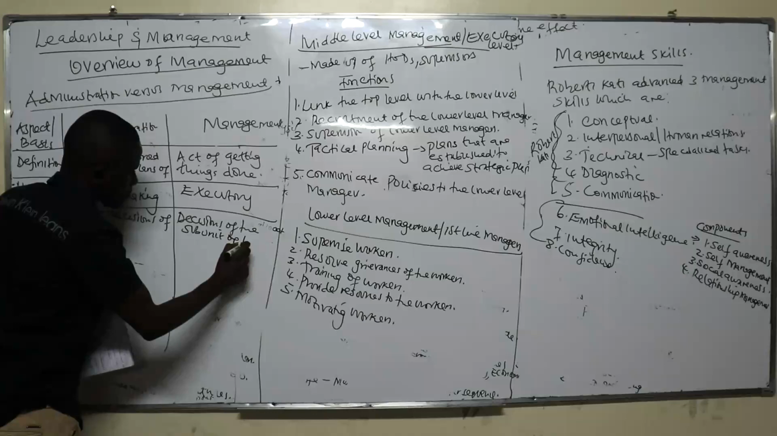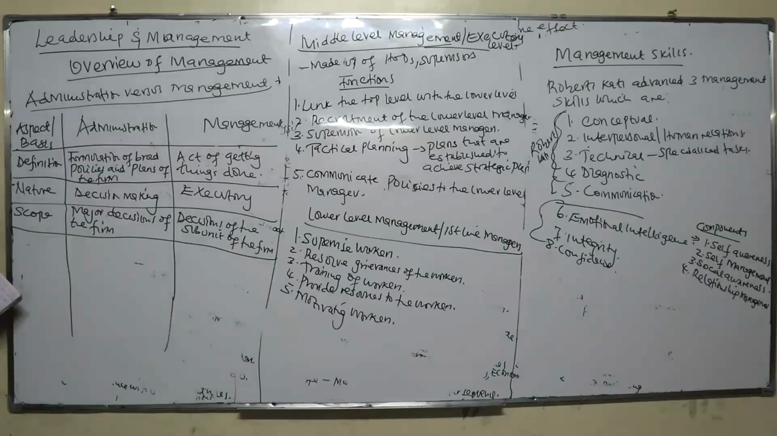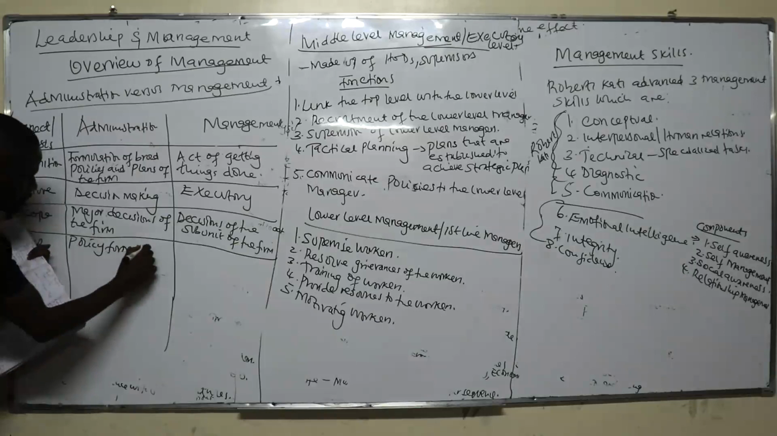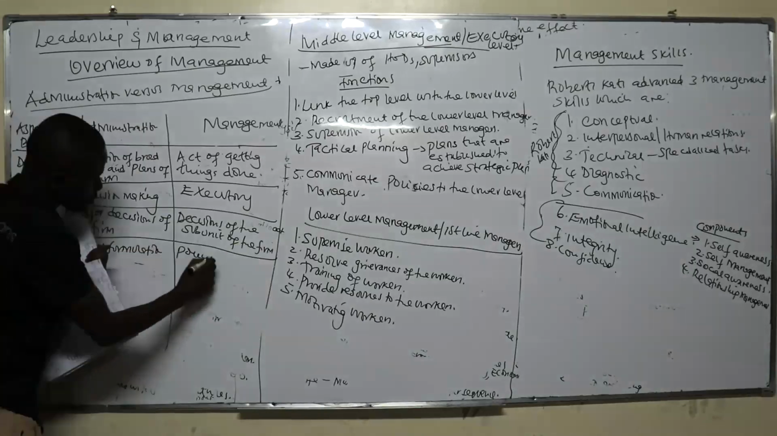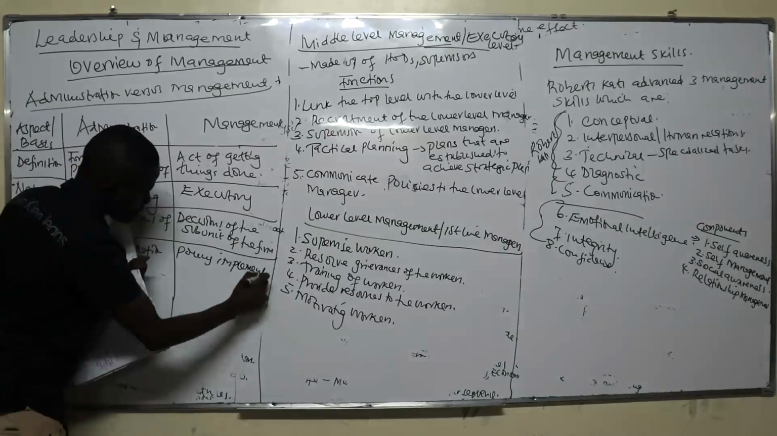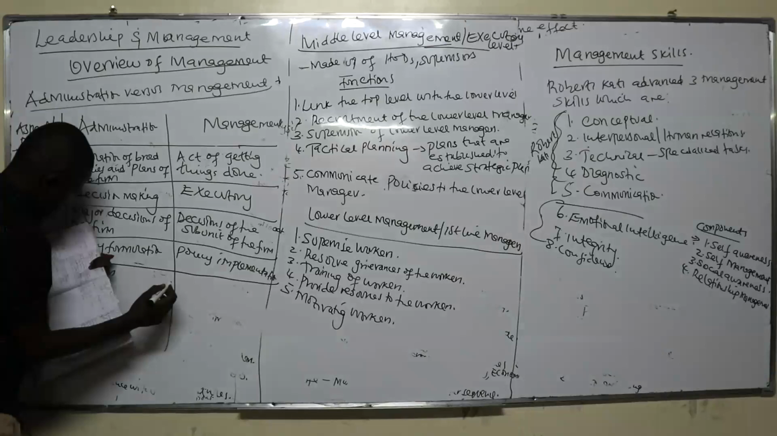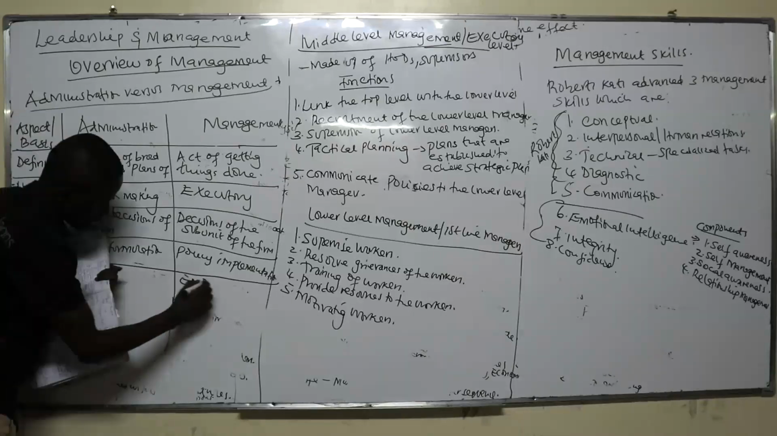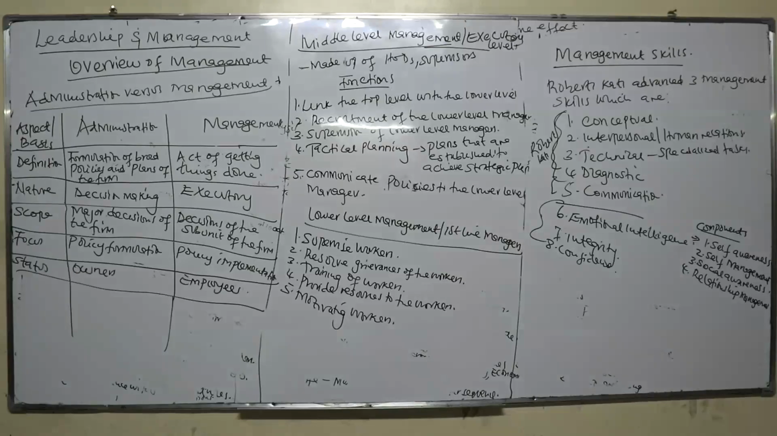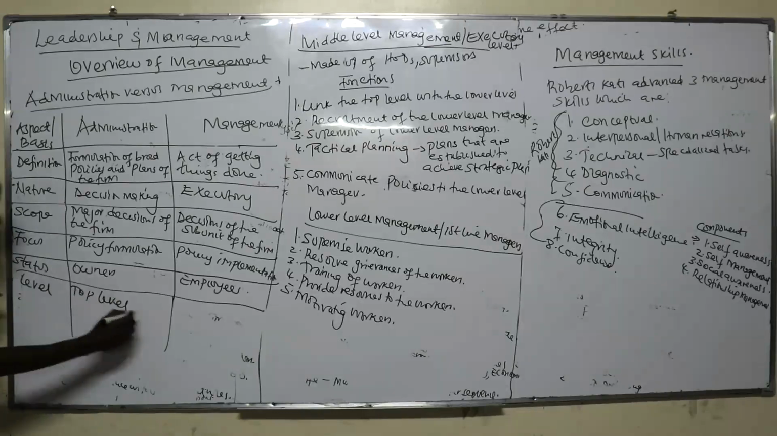Then focus: policy formulation, policy implementation. Then status. Who are here? Administration is the owners. These ones are employees. The owners are usually the top level. Then we can even talk about level: top level, middle and lower level.